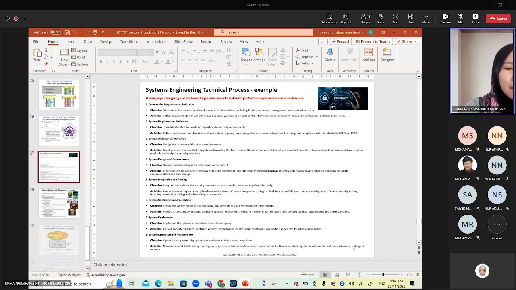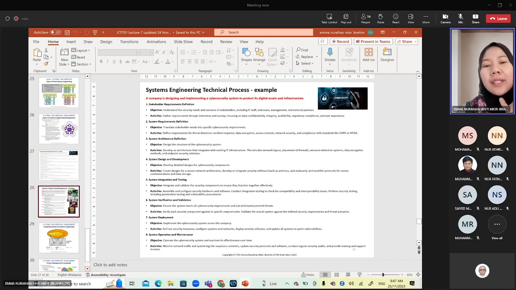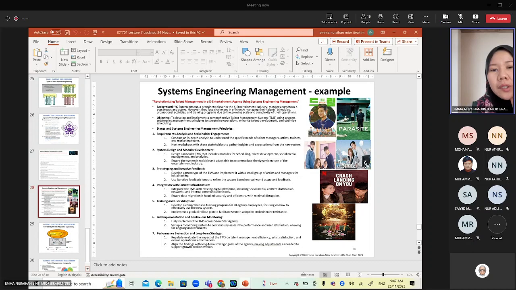So the last few, a system engineering management example. Because I love to watch K-drama, I was thinking how to relate it. So, revolutionize talent management in an agency using system engineering management. This is an example of system engineering management for a soft system, for example a talent management system. Because they are very professional, they talk about talent management systems, and everybody knows YG. And then these are the stages of how system engineering management looks like.